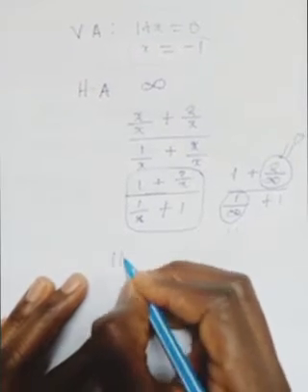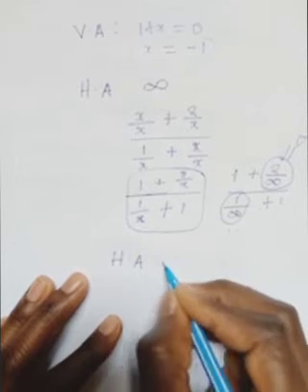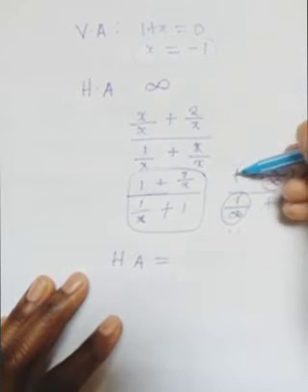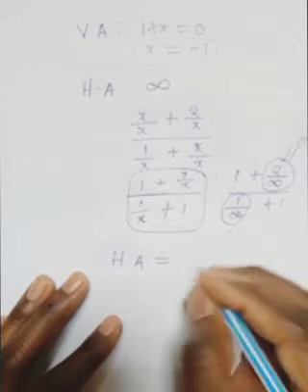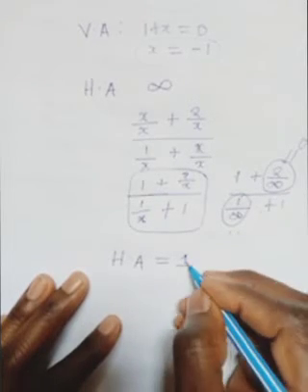Meaning that the horizontal asymptote in this case has to be equal to what? If you divide the numerator and the denominator, what answer are you going to get? We are going to get 1. This becomes the horizontal asymptote.